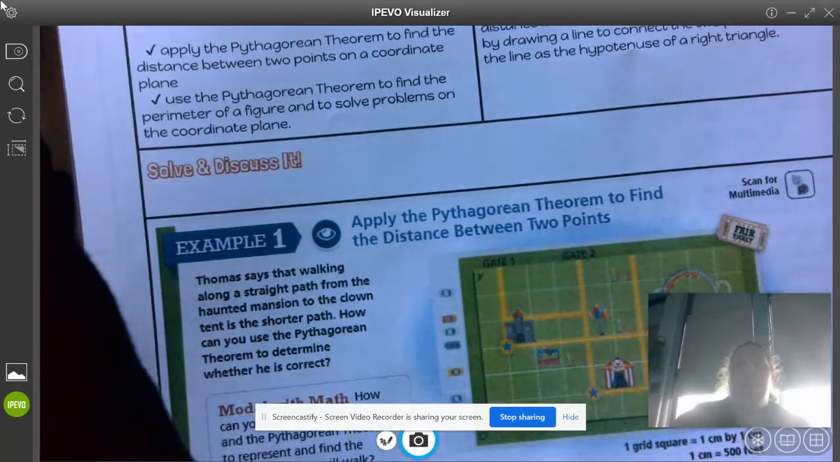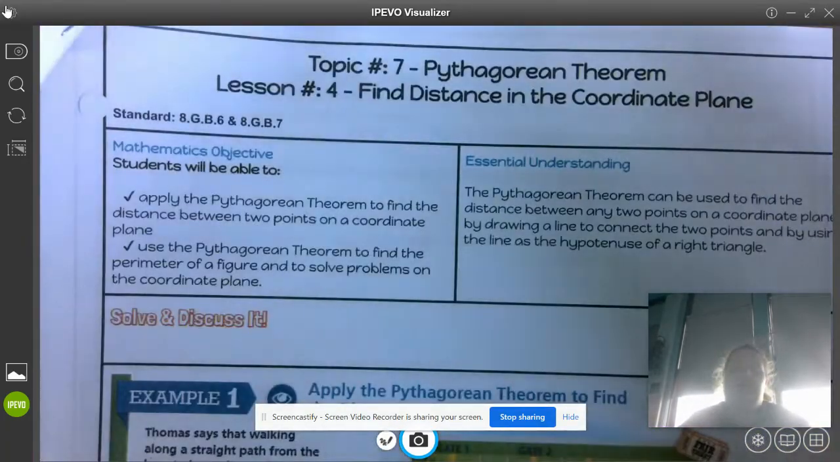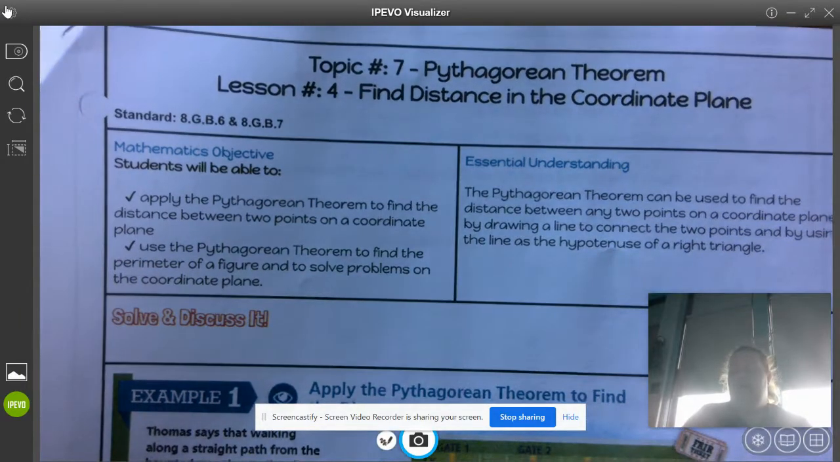Hey everyone, it's Mrs. Brimlow, and today we're going to see how we can use the Pythagorean Theorem to find distance on a coordinate plane.